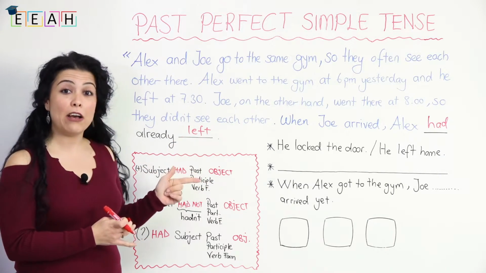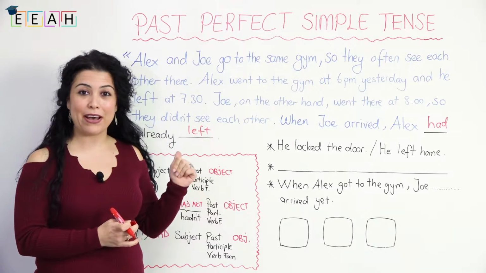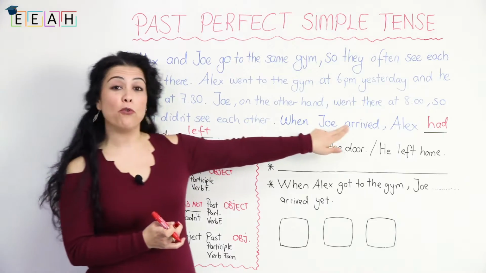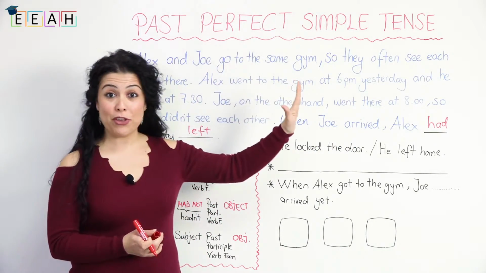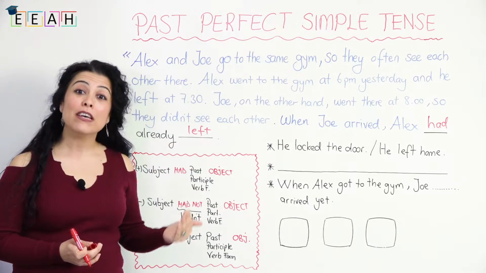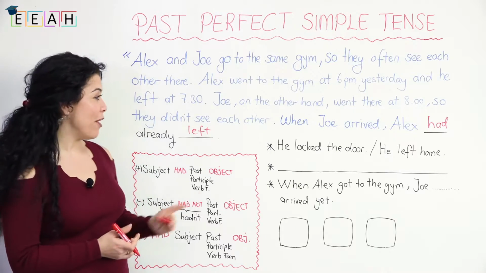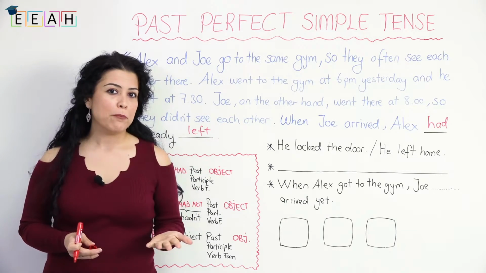Alex had already left is an action that happened further in the past. It happened before this one. So we use past perfect simple tense to state actions that happened further in the past, right? Had already left. Well, let me give you one more example.